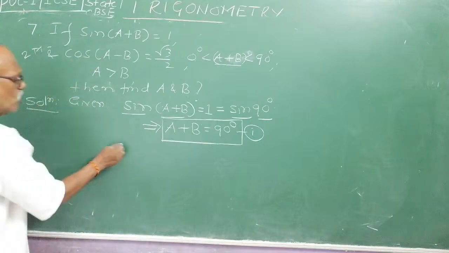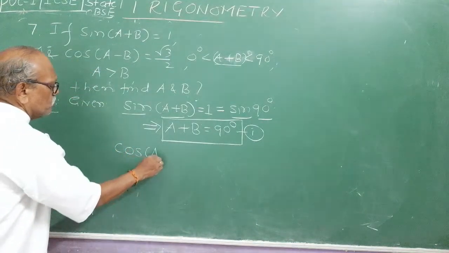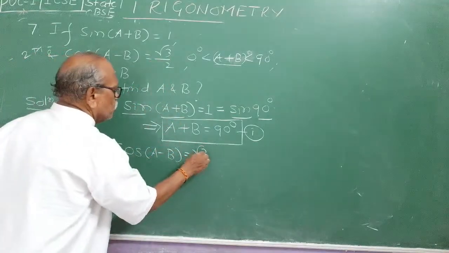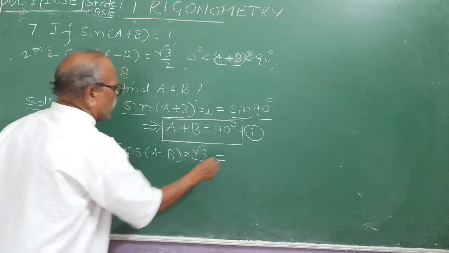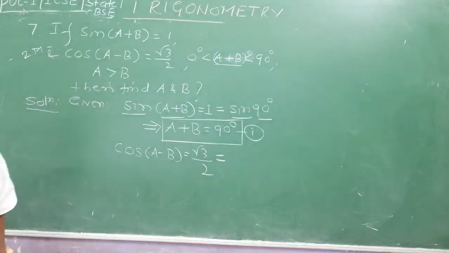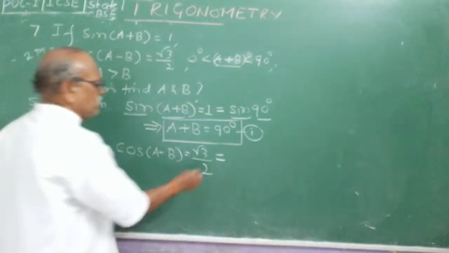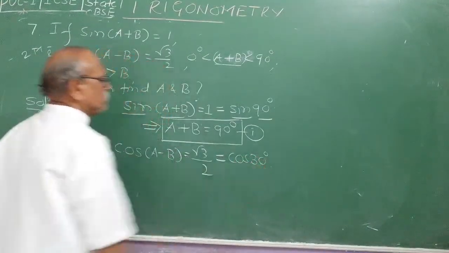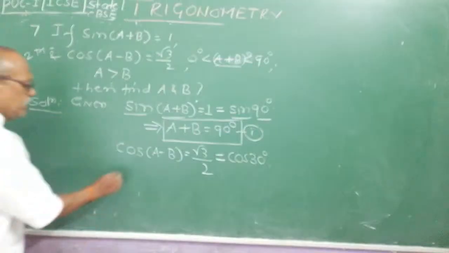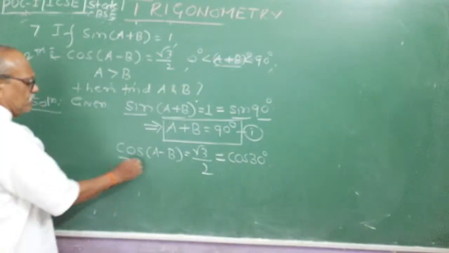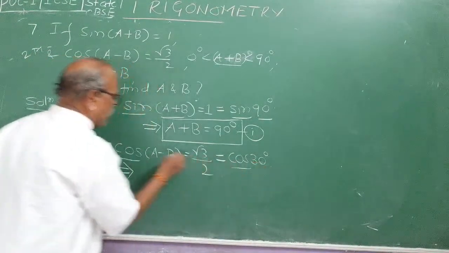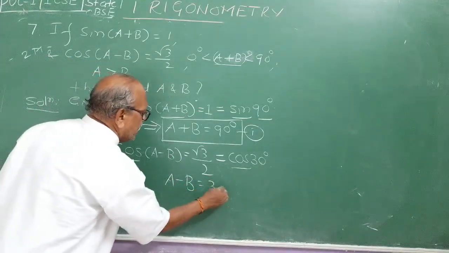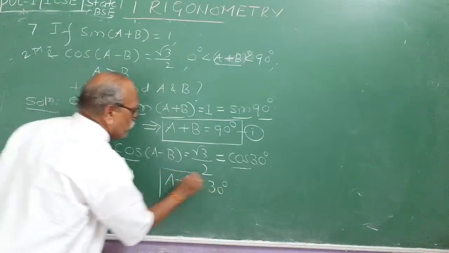Similarly, cos A minus B is given to you. Cos A minus B is equal to root 3 by 2. For what angle of cos do you get root 3 by 2? You have to answer. For cos 30 degree we get root 3 by 2. Then both cos get eliminated, and you get A minus B is equal to 30 degree. I hope you got it now.